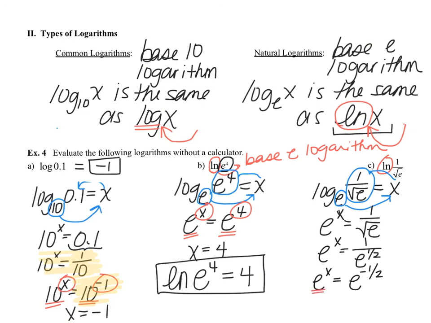Finally, I'm at a place where the bases are the same, so the uniqueness property says that the exponents are equal. So x will be equal to negative 1/2. Again, the appropriate way to write your final answer would be to go all the way back to the beginning and write that this logarithm is equal to negative 1/2. So natural log of 1 divided by the square root of e is equal to negative 1/2. The key to evaluating logarithms, it doesn't matter what kind of logarithm it is, is to rewrite the logarithm in exponential form.